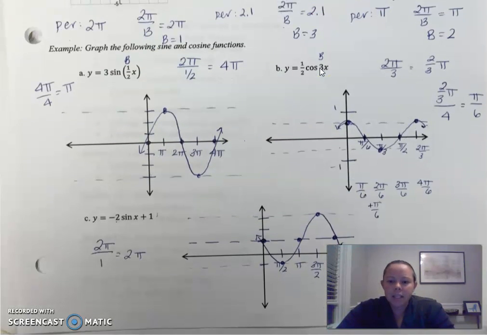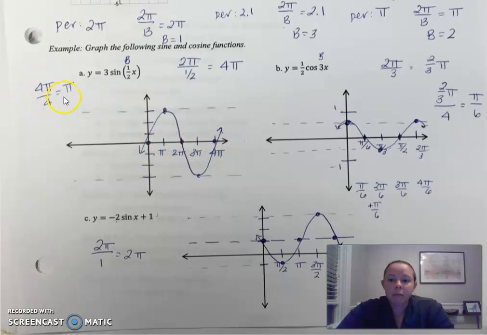Now, on these next 3 examples, you are just practicing graphing. So you only need to show me 1 period. Make sure you label your intervals. So 3, there's no shifting up or down, but 3 is our amplitude. So I make dotted lines, 3 above, 3 below. Then this is your b value. So 2 pi over b gives me 4 pi. So I'm going to complete a cycle in 4 pi, from 0 to 4 pi.